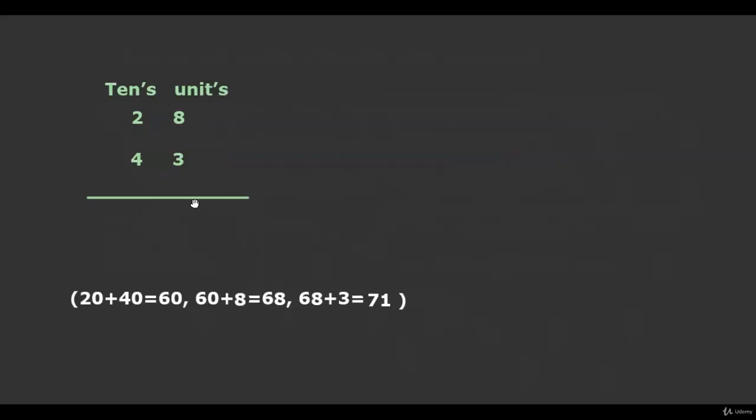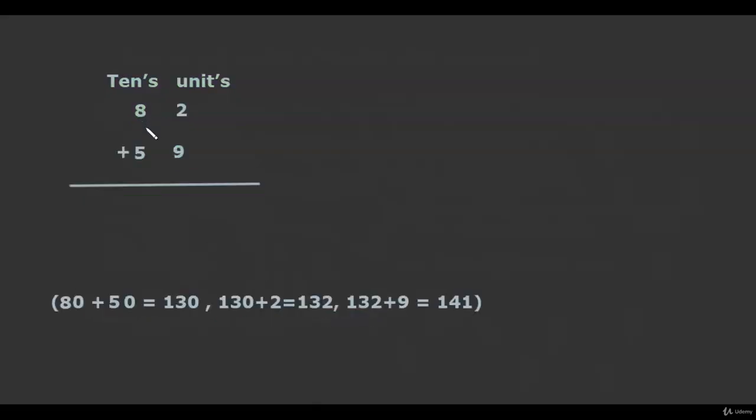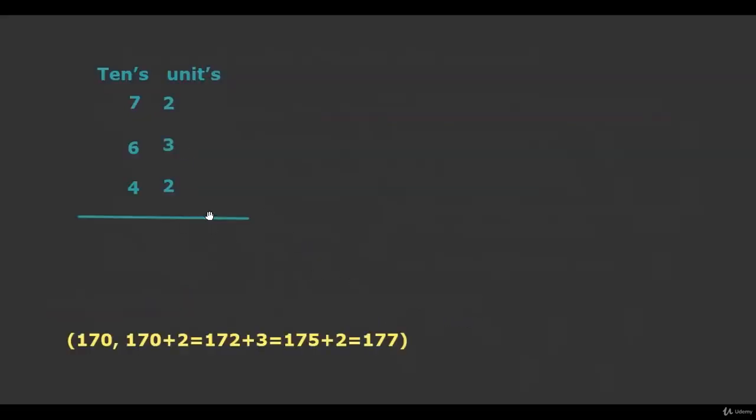Let's do one more example. For tens it is 20 and this is 40. For unit digits this is 8 and this is 3. So 20 plus 40, this is 60. 60 plus 8, 68. 68 plus 3, 71. So very simple. So if we add like this, 20, 40, 60, 68, then plus 3 is 71. Now let's try another: 80 plus 50 is 130, 132 plus 9, 141. So the answer is 141.